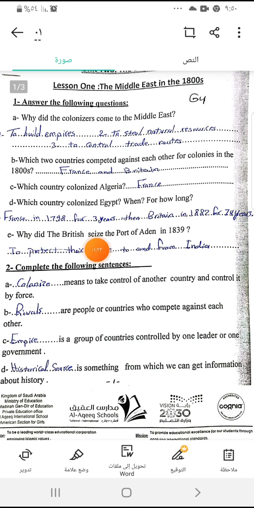E. Why did the British seize the port of Aden in 1839? In order to protect their trade to and from India. These words are very important to understand.